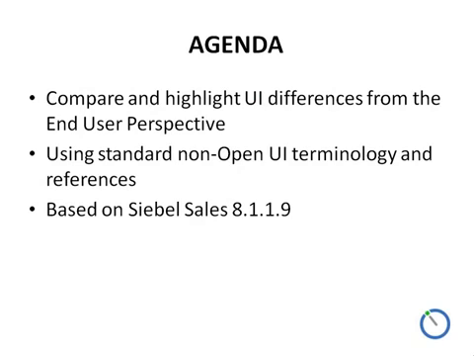So, the agenda is to highlight and compare UI differences from an end-user perspective, so that anyone who's considering the challenges related to user adoption or change management will have a little more idea of the level of changes. And we'll try and keep it to standard non-open UI terminology, so pick lists, multi-value groups, and so on. And this is based on Siebel Sales 8.1.1.9 with no configuration and only a fresh install.